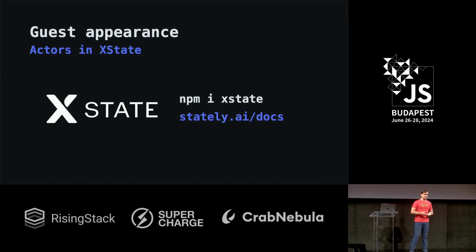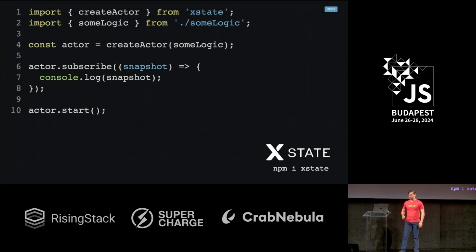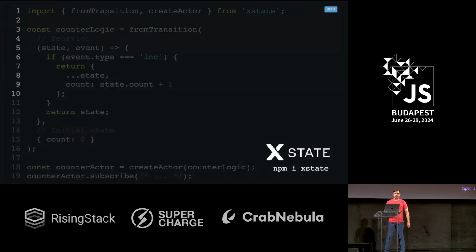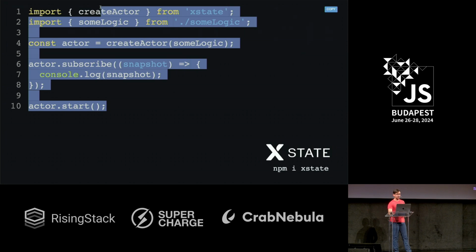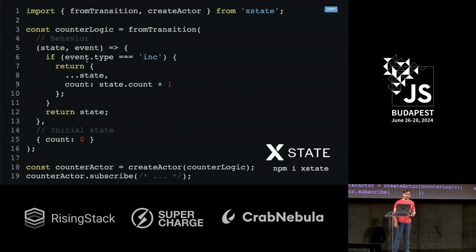I'm the creator of XState. I created it about nine years ago. Originally, it was for state machines, until I discovered that XState and state machines are actually really useful in the concept of the actor model. XState provides this createActor function where you provide some logic, which could be a state machine or other things. And then you have the ability to, of course, subscribe to the actor, start it, and send it events.